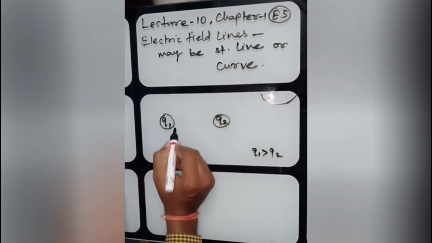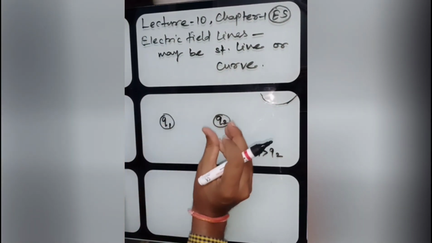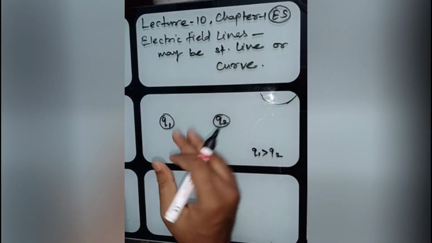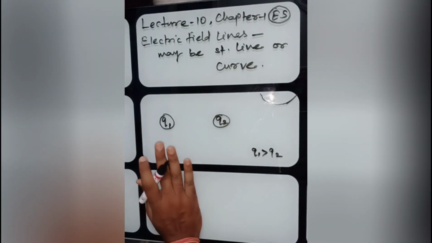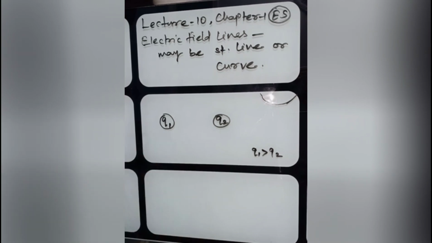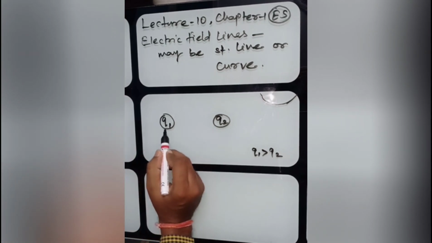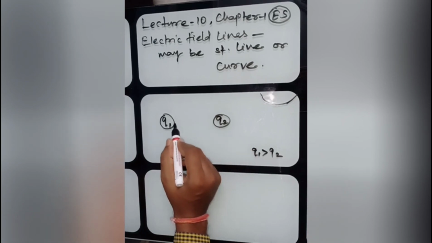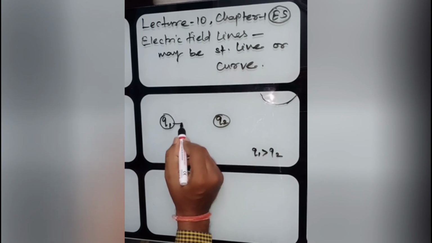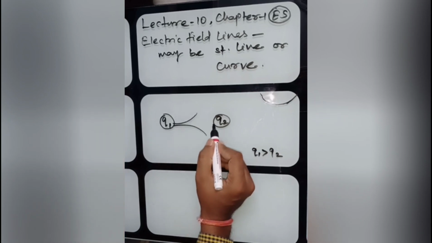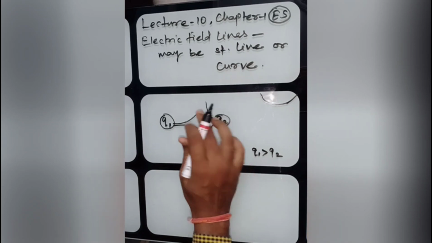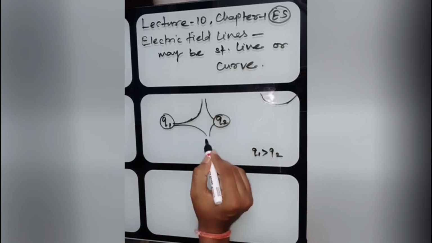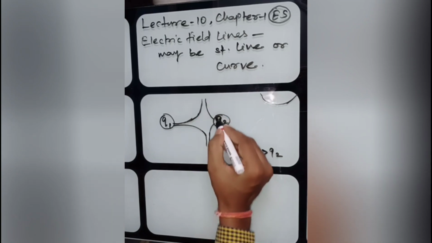The electric field lines will extend for both the charges, whatever the magnitude of the charge. For all charges, the electric field lines extend up to infinity. But since charge Q1 is dominating with its magnitude, it will dominate over the field lines also. So the field lines will be in such a way. Again, these two will not intersect. Remember, these two will not intersect.